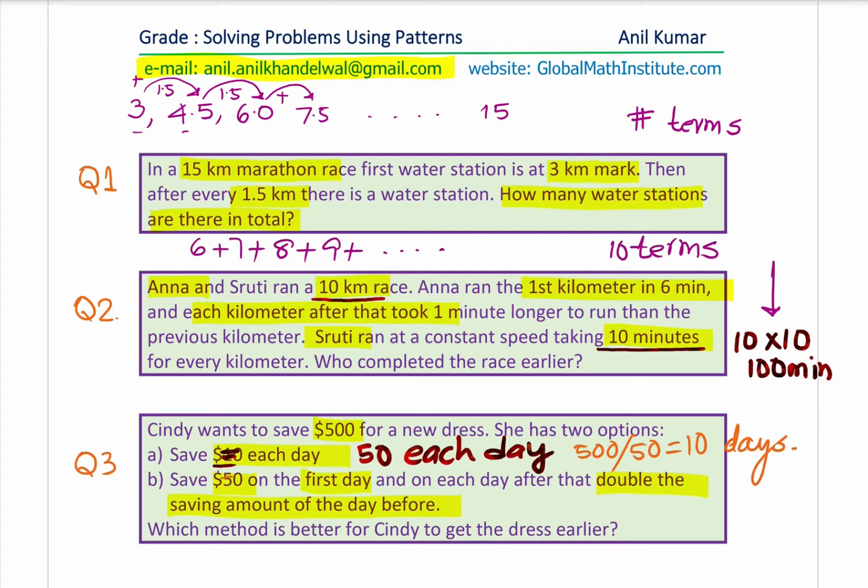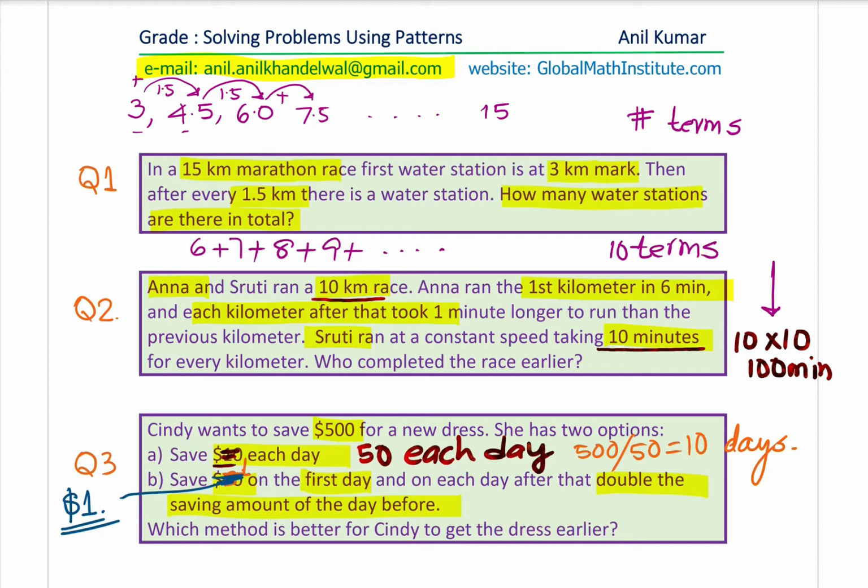Correct? On the other hand, this amount on the first day should not be 50. It has to be much, much lesser. Let's give it only $1 and then we'll work it out. So we say in this particular case, this amount here is $1. So $1 on the first day, and on each day after that, double the same amount of the previous day. Do you see? That is how it is going to do. Which method is better for Cindy? That is what you need to figure out.